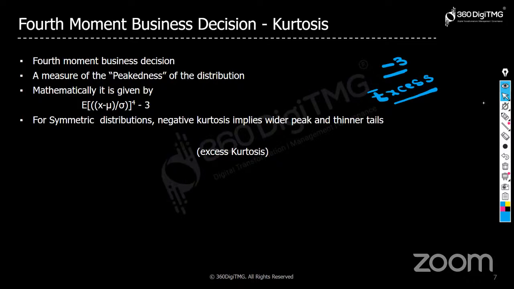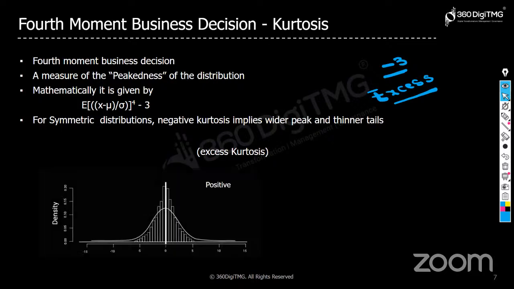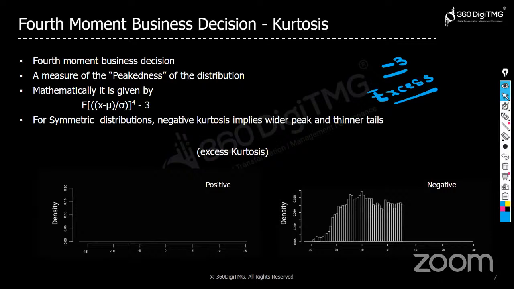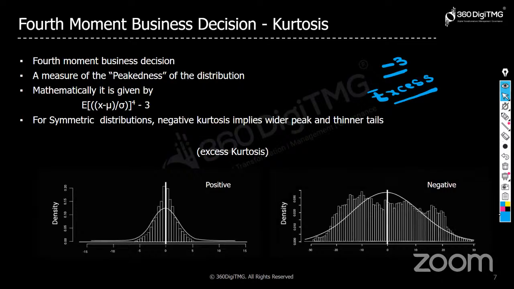Okay. So negative kurtosis implies we have a wider peak and thinner tails. And we will see this in the form of a chart as well. So here if you see, this is positive. So positive, we have more tails, but the peak, we don't have it much. And when we go to the negative, we have a wider peak and thinner tails. Okay, that is the difference between positive and negative kurtosis.